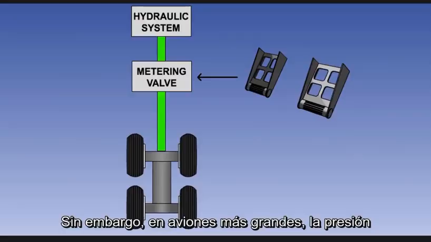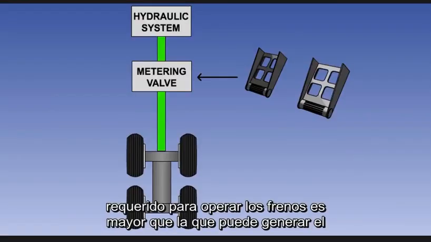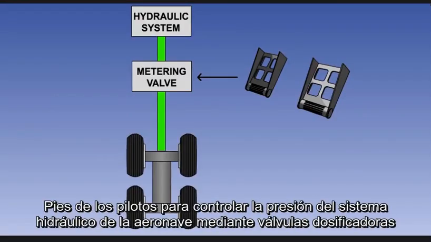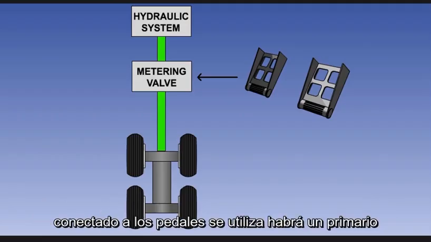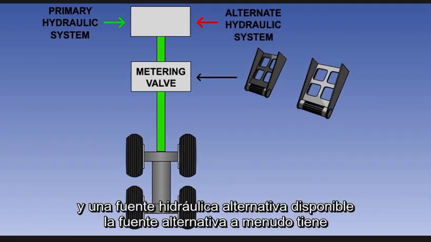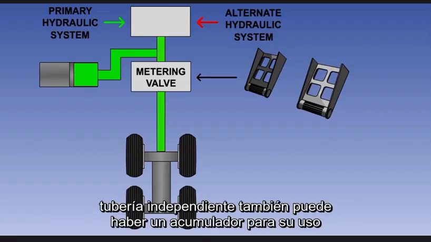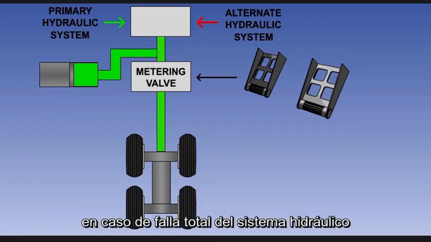However, on larger aircraft, the pressure required to operate the brakes is greater than can be generated by the pilot's feet, so aircraft hydraulic system pressure, controlled by metering valves connected to the foot pedals, is used. There will be a primary and an alternate hydraulic source available. The alternate source often has independent pipework. There may also be an accumulator for use in the case of total hydraulic system failure.